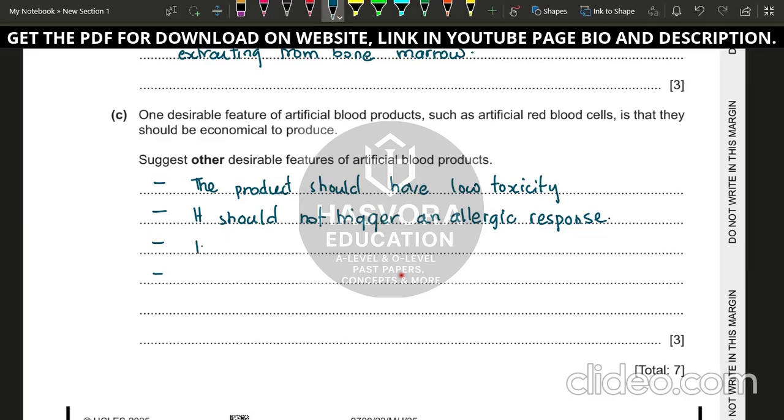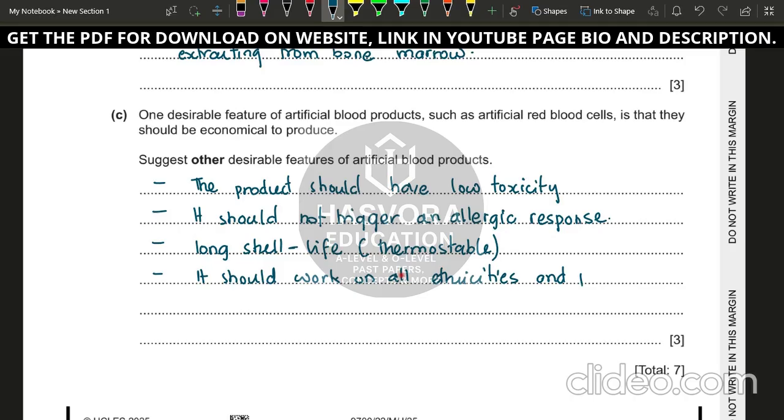And then the third one is that it should have long shelf life. It should be thermostable so that it can be transported for a long distance. And then it should work on all ethnicities and age groups. Okay, so it should have the same effect on all of the people.